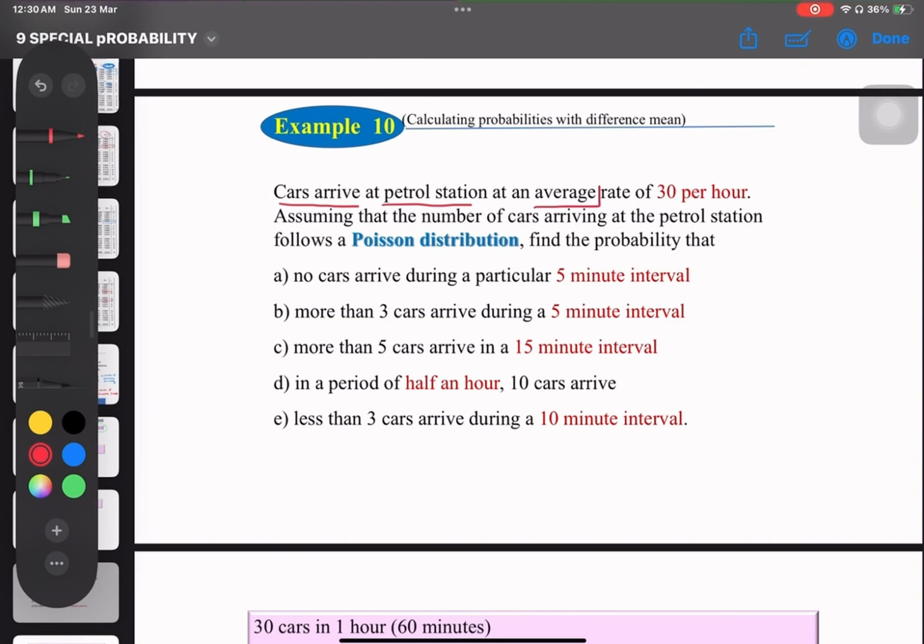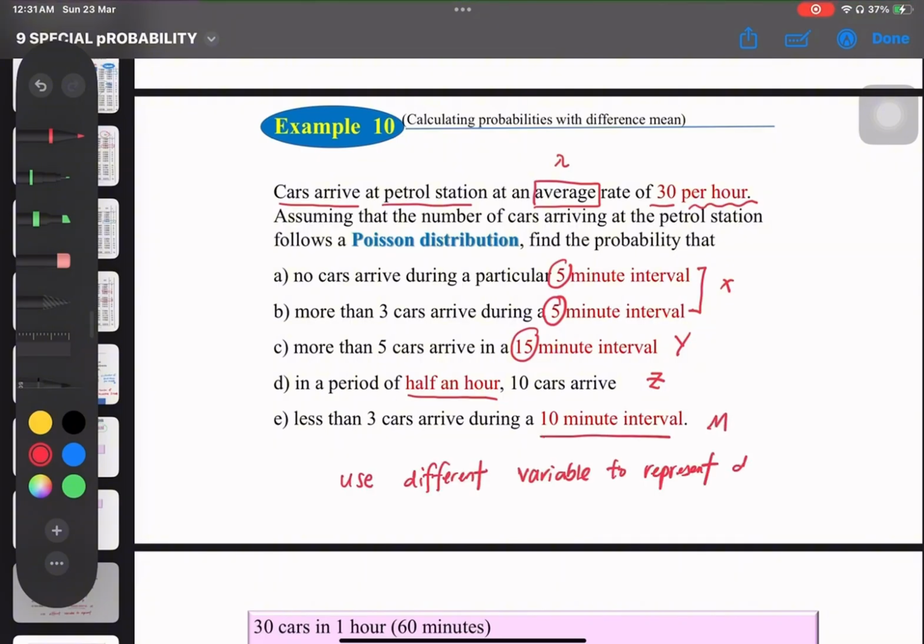Moving to example 10, the cars arrive at the petrol station at an average rate of 30 per hour. So the mean is equal to 30. For question A to E, we need to find the probability of different situations with different means. So we use different variables to represent the different intervals for question A to E.